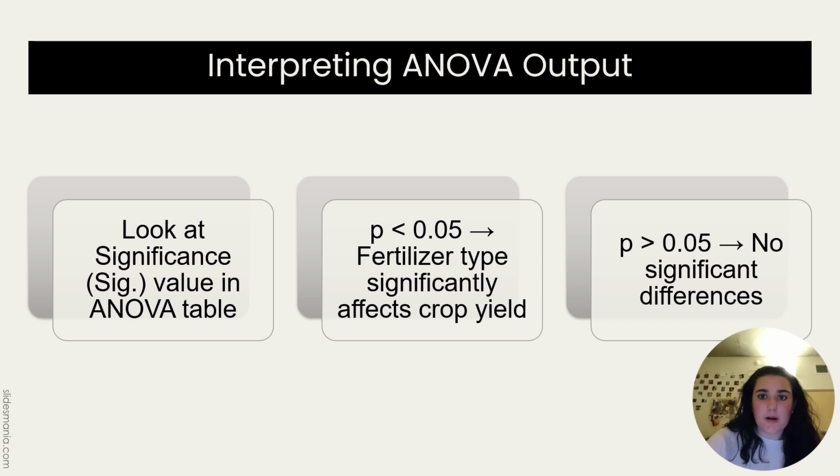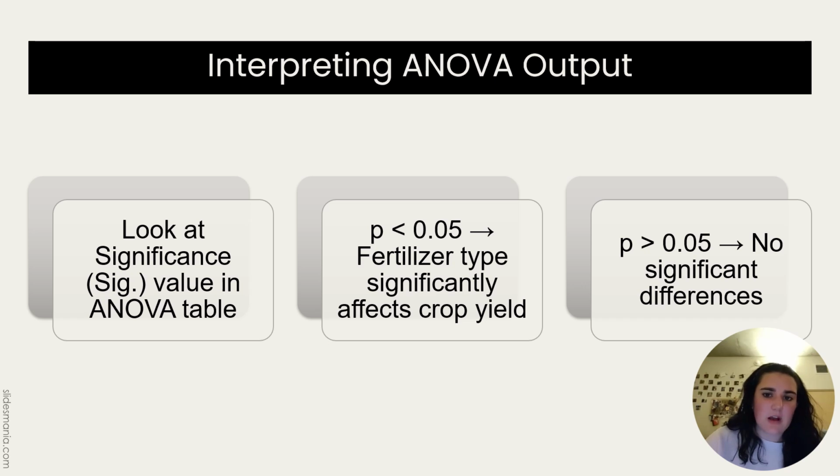Now comes the key part, reading and interpreting the ANOVA output. SPSS will generate a table called Tests of Between-Subjects Effects. This is where you'll find the result of ANOVA. Look specifically at the row of fertilizer and focus on the sig value. Remember that with a p-value less than 0.05, we reject the null hypothesis. This means there is a statistically significant difference in the crop yields among at least some of the fertilizer groups. And with a p-value greater than 0.05, we fail to reject the null. This means no evidence that fertilizer type affects yield.